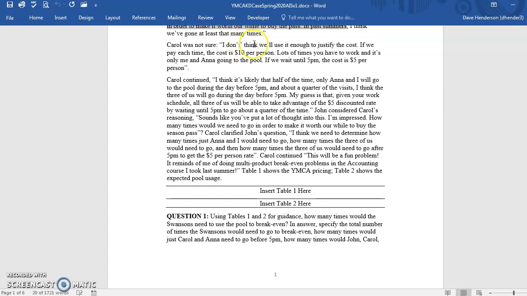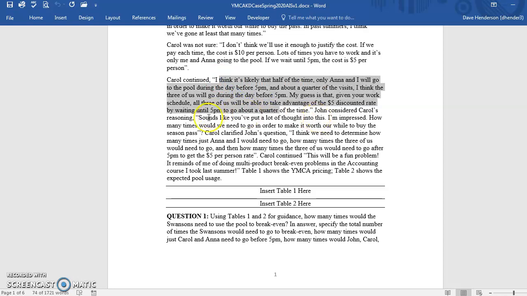Carol was not so sure. "I don't think we'll use it enough to justify the cost. If we pay each time, the cost is $10 a person. Lots of times, though, you have to work, and it's only me and Anna going to the pool. If we wait until after 5, the cost drops from $10 per person to $5 per person." Carol continued, "I think it's likely that half the time only Anna and I will use the pool during the day before 5, and about a quarter of the time I think the 3 of us will go during the day before 5. My guess is, given your work schedule, all 3 of us will be able to take advantage of the $5 discount by waiting until 5 p.m. to go about a quarter of the time." So you can see this is their usage distribution.